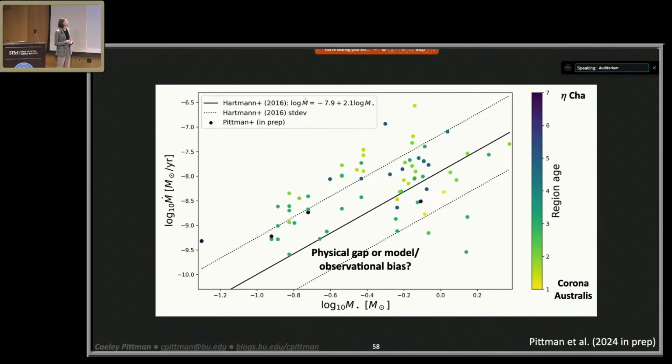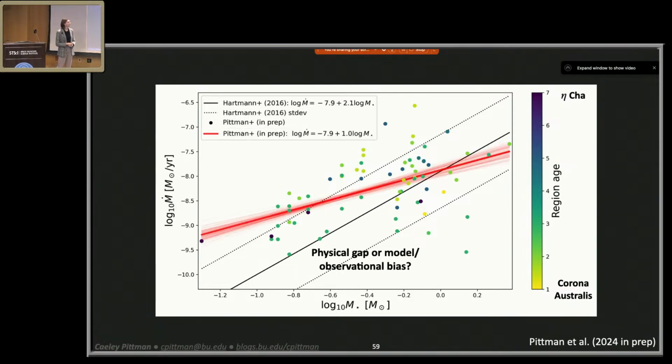Here's just coloring it by region age. You kind of expect the older regions to have stars with lower accretion rates just because of accretion rate evolution with time. And you can maybe see a little bit of like there are brighter, younger stars up here and maybe older ones, but it's not a really clear correlation there. And so if this is the real relation, it would give a much flatter relationship between mass and accretion rate. But again, that's really just driven by this gap here that I haven't determined the source of yet.